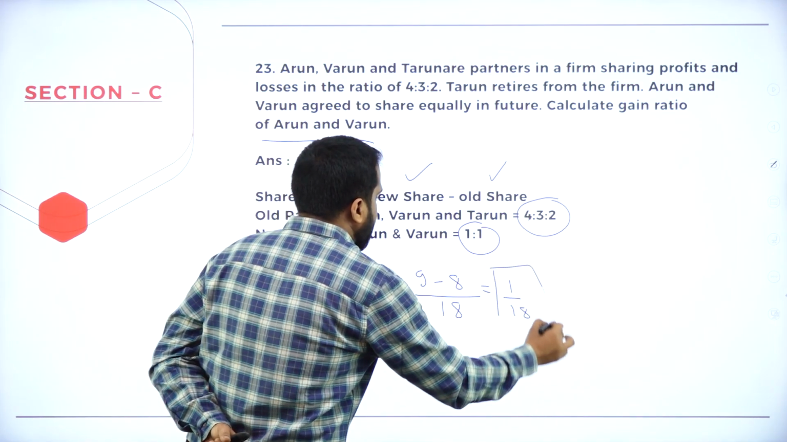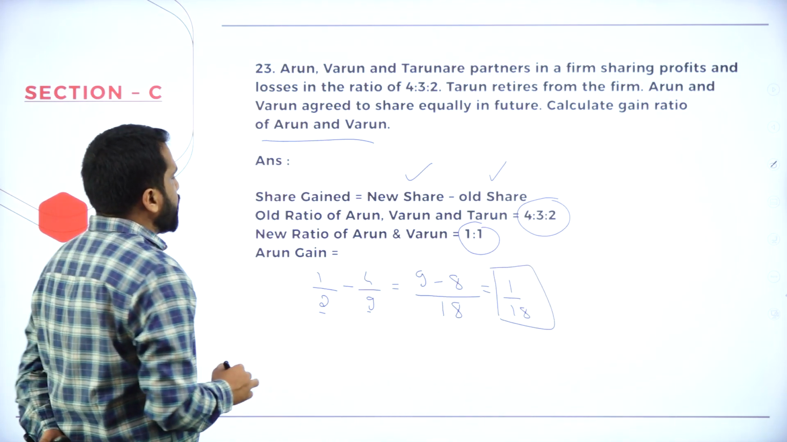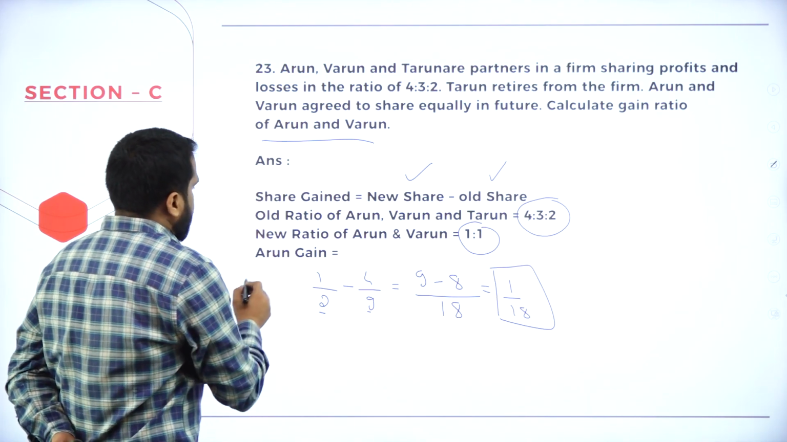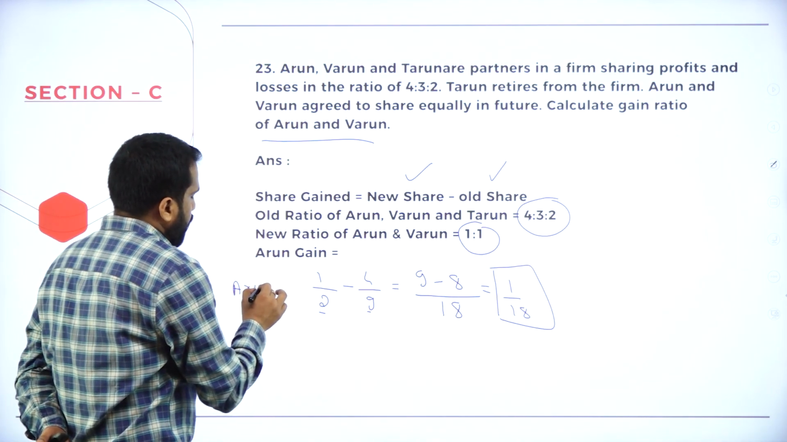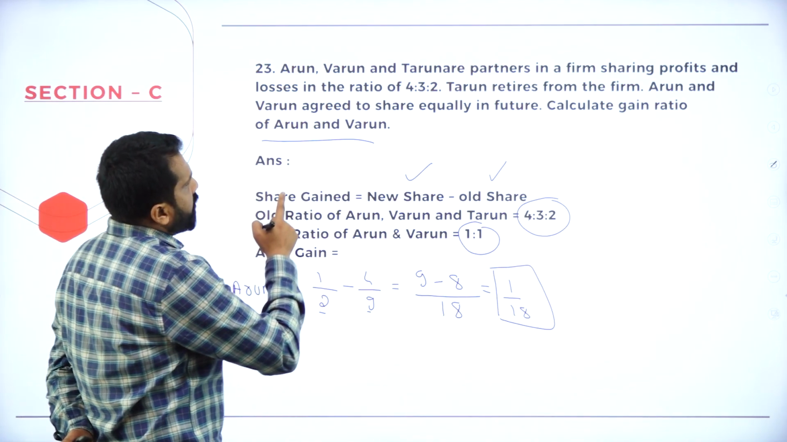This is the first person. Done. So who is the first person? The first person is Arun. And the next one is what? Tarun.